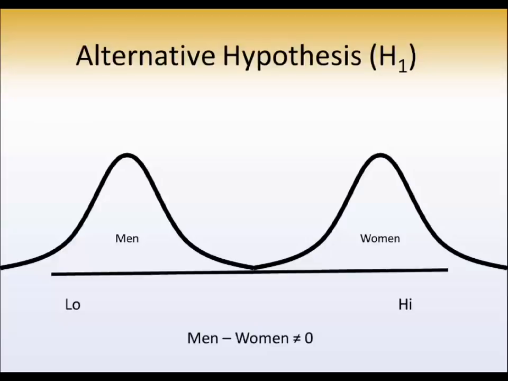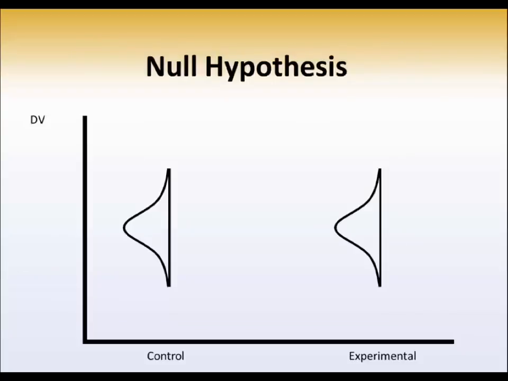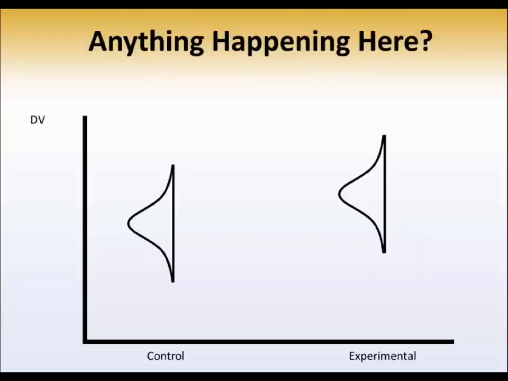Let's look at it a different way. Here's another illustration of the same thing. We have experimental and control groups. Do they differ on a dependent variable? If you take a look, they do not differ. That's to say the null hypothesis accurately reflects that there is no difference between the experimental and control group on whatever the outcome or dependent variable might be.